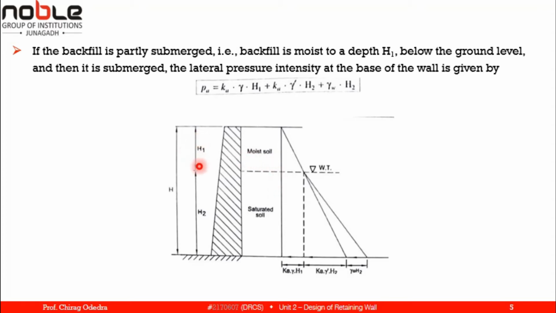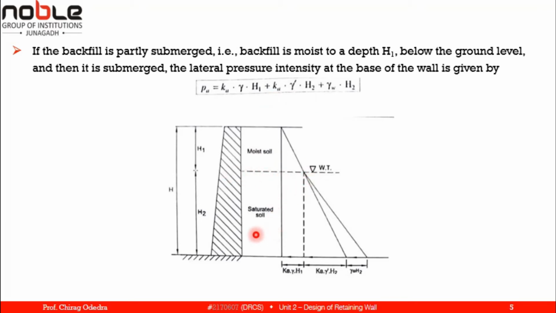So now for h1 height, the soil is moist, and after that, for the height h2, the soil is fully saturated, that is submerged, so that is now fully saturated. So we have to take care that we have to take K into gamma into h1 for the height h1 only. Here gamma is equal to the moist unit weight of the soil. Then we have to add Ka into gamma dash into h2, that is for h2, the soil is fully saturated, that is submerged, for this portion.